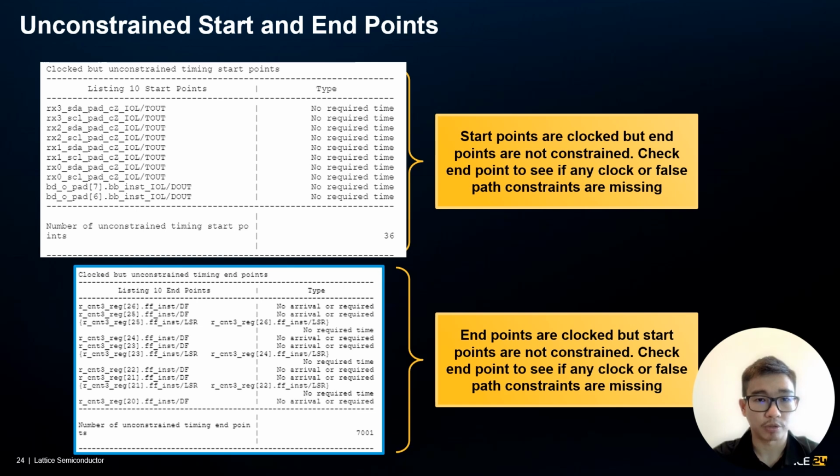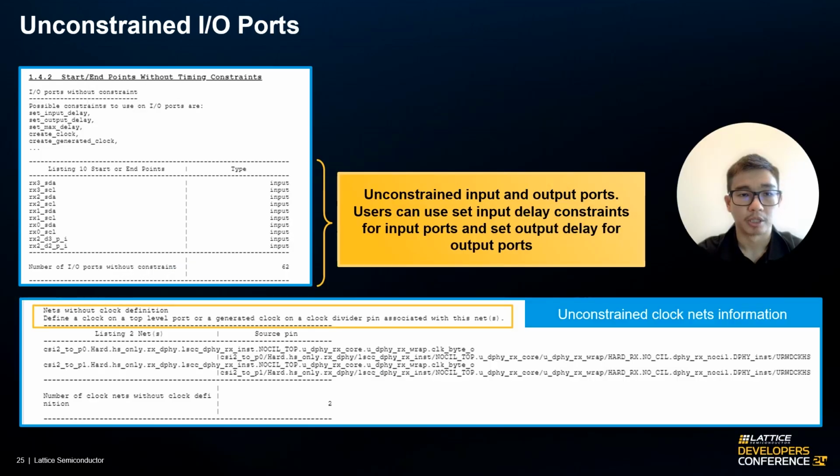The unconstrained report shows the paths that are not constrained either at the start points or endpoints of each path. Suggested timing constraints are provided to constrain the given path, as shown in the diagrams here. The next subsection of the report is similar, but is targeted at input and output ports. Ensure that these I/O ports are constrained accordingly, for example using set input delay and set output delay. Besides I/O ports, there could also be nets in your design that do not have any clock information. In this case, check if there is any clock definition at the top level port, or if a generated clock constraint is needed on this net.